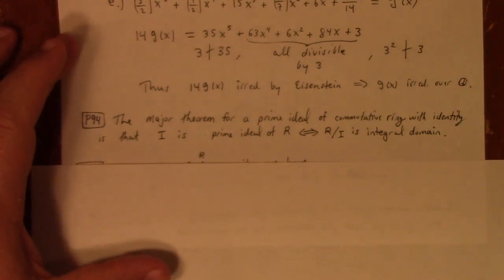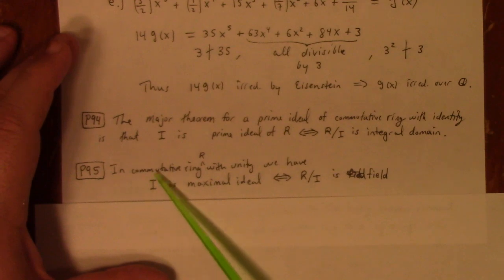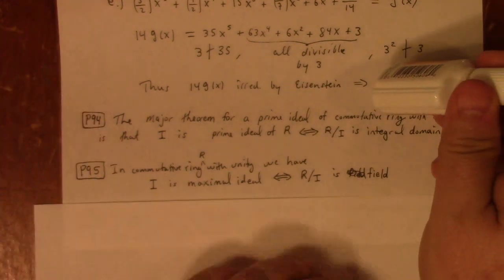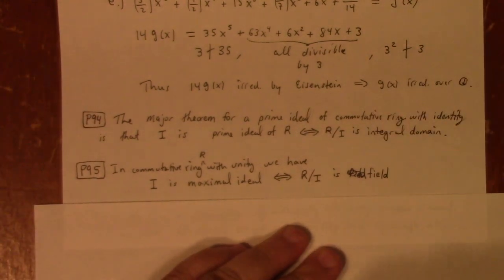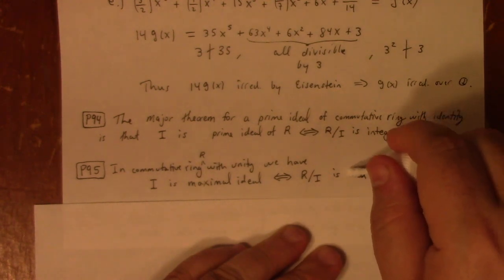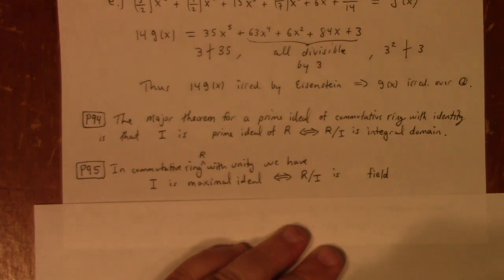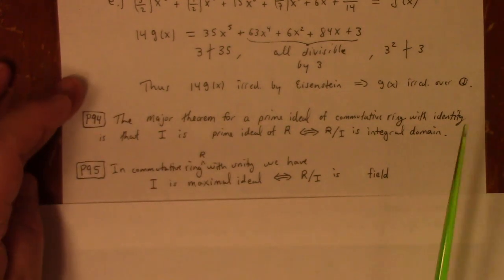Okay? Problem 95. In a commutative ring with unity, what can you say about a maximal ideal? Well, the main thing about a maximal ideal is that R mod a maximal ideal is a field. Right? R mod I is a field. There we go. Anyway, so there you go. And then problem 96.